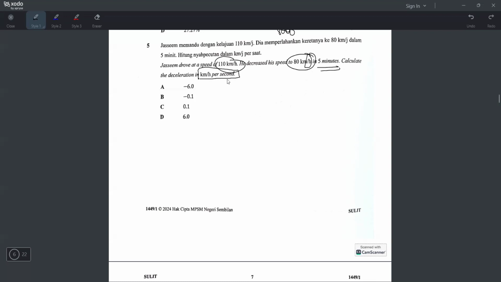Okay, the unit they want is kilometer per hour per second, right? So this one is very important. So I put a star here, because they want the answer in this unit.